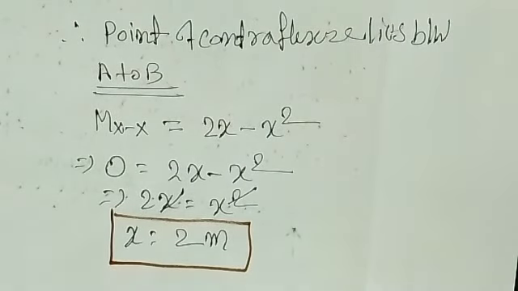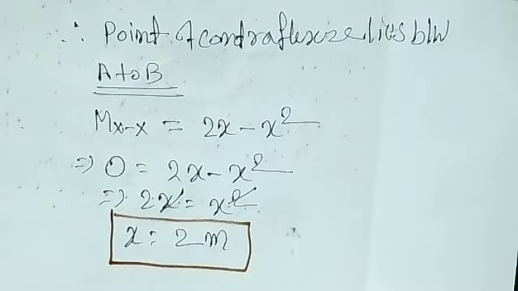It means that the bending moment will change its sign from positive to negative at 2 meter, right? So this is what we calculated, all the values. Now we need to draw the shear force and bending moment diagram, right?